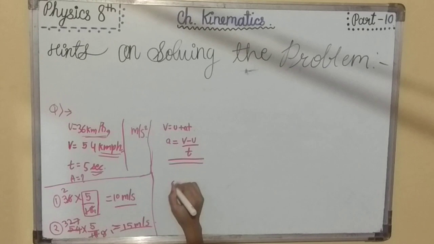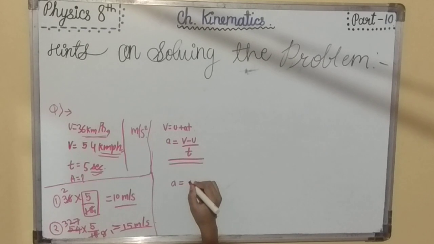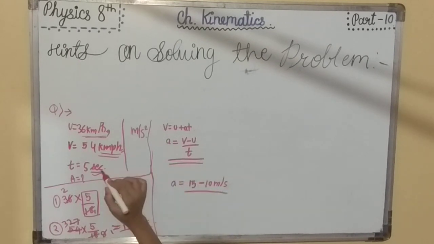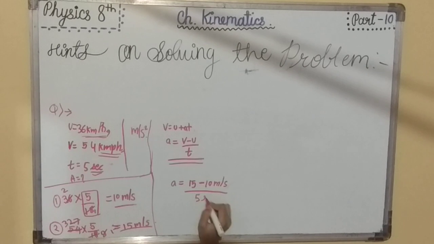Now we can put values. So acceleration will be equal to final velocity, that is v, and v is 15 meter per second, minus u, the initial velocity, that is 10 meter per second, upon time. We already know it is in seconds, so it will be 5 seconds as it is. 15 minus 10 will be 5 meter per second upon 5 seconds. Nothing is there under 5, so it will become 1.